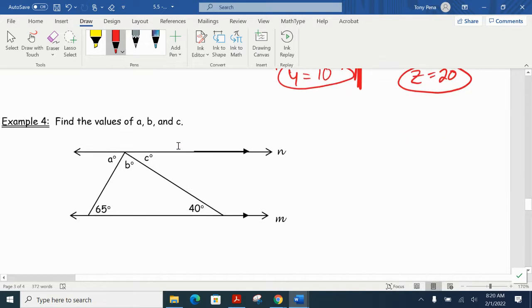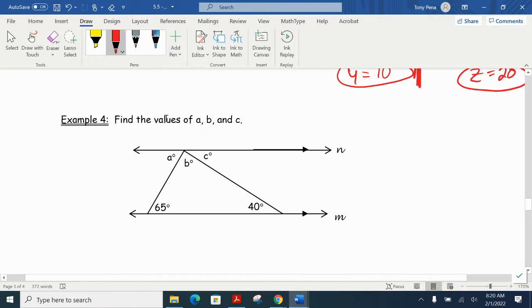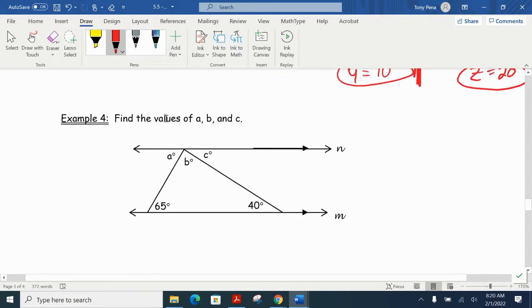Okay. All right. Last one. I'll give you a couple minutes. We got a little time to burn here. Solve that guy. Find A, find B, find C.